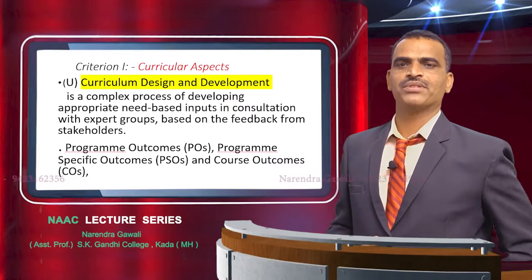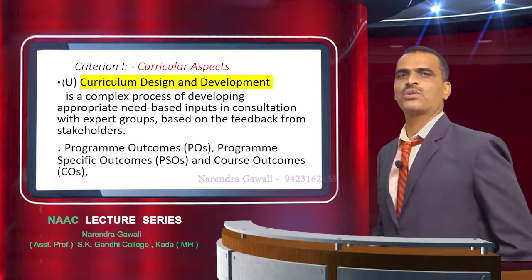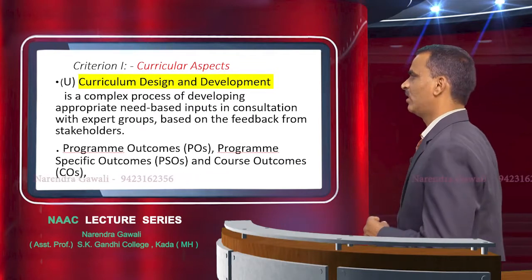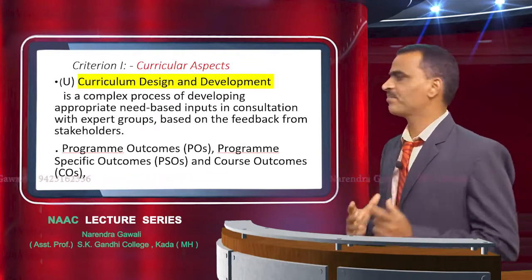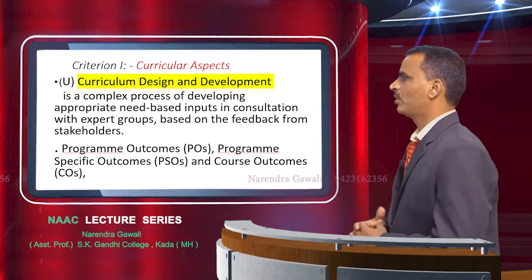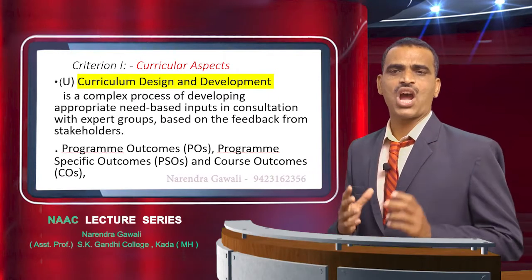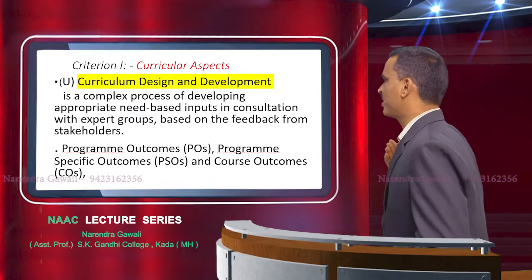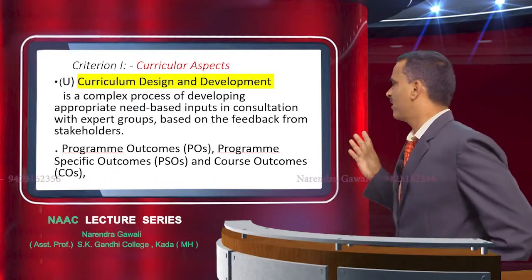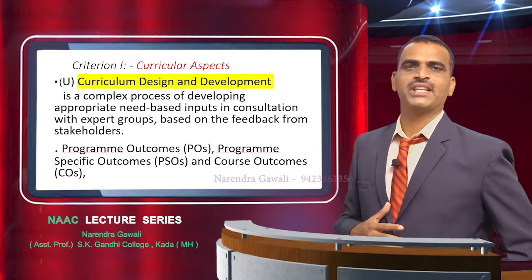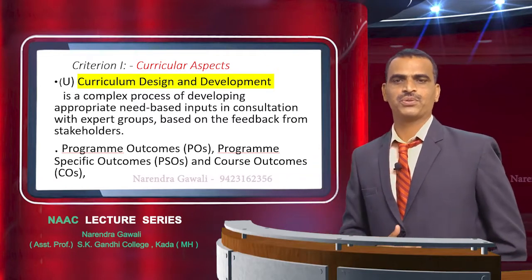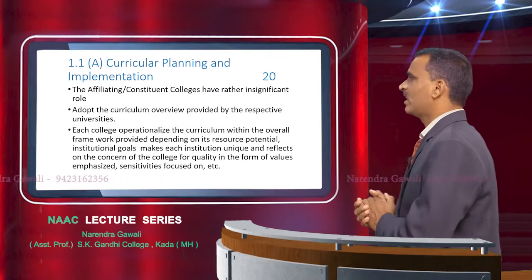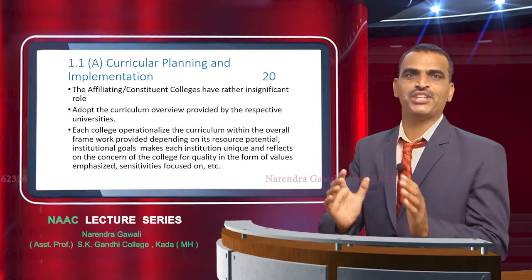Then program outcomes. We have program outcomes, that is POs, program specific outcomes, PSOs, and course outcomes, COs, which are based on these aspects. This program outcome and course outcome is designed for each course. Yes. Then we come to our next one, curriculum planning and implementation.